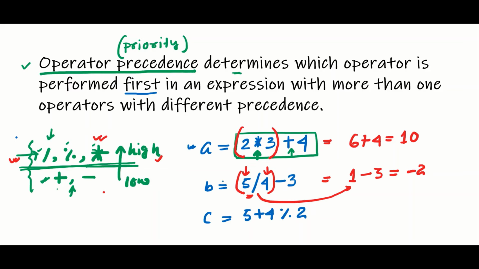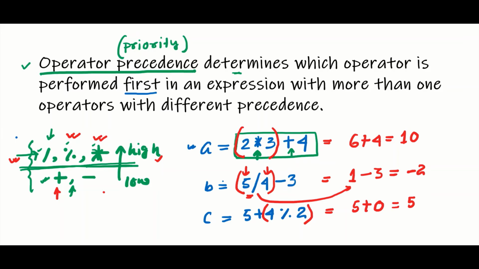Now look at this case, 5 plus 4 modulus by 2. If you compare, modulus is higher in priority with respect to binary addition. So this part of the expression will be evaluated first. 4 modulus 2, the remainder is 0. There is no remainder, so definitely the answer will be 5.